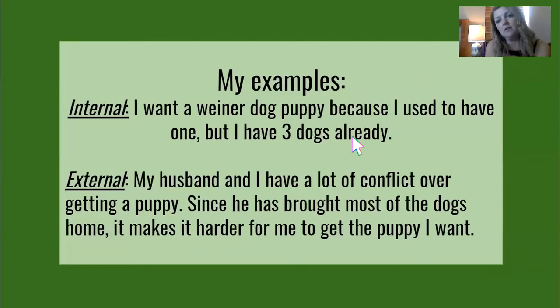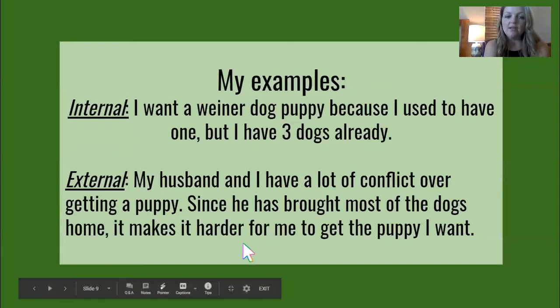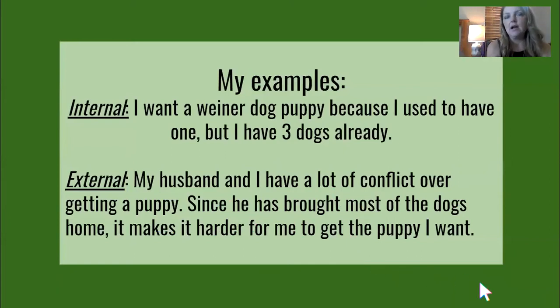Okay. And then part of that is the external struggle that I have with my husband, because let's just read it. My husband and I have a lot of conflict over getting a puppy. Since he has brought most of the dogs home, it makes it harder for me to get the puppy that I want. So he has 2 out of the 3 dogs that we have, he has gone out and either got from somebody. One of them he bought and he drove all the way to Prescott to pick it up. And so these are our dogs. They're our pets. We love them.